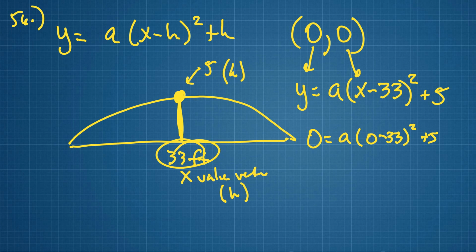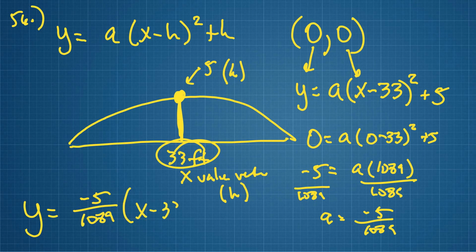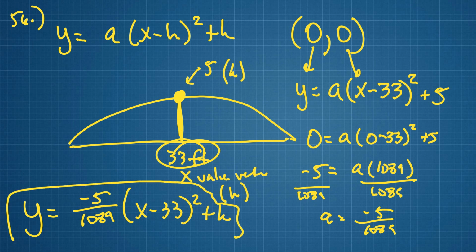So I have to get a by itself. I'm going to subtract 5 first, so I get minus 5 equals, and at the same time I'm going to square 33, which gives a times 1089. I divide by 1089 on both sides. It gives me a equals negative 5 over 1089. So that's my a, and my actual equation is y equals negative 5 over 1089 times (x minus 33) squared plus 5. That's it for 56, and we're done.